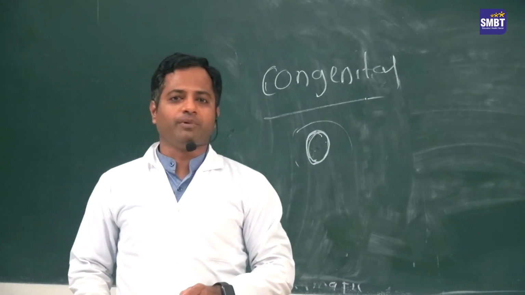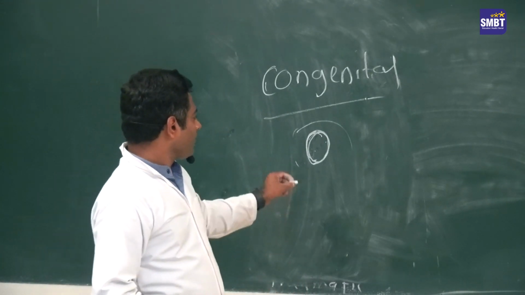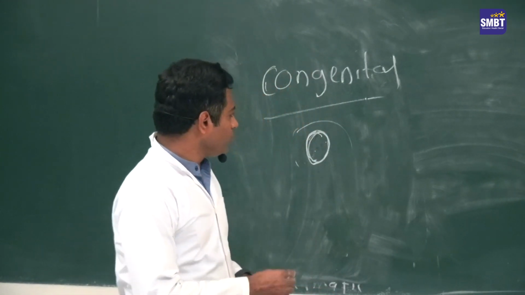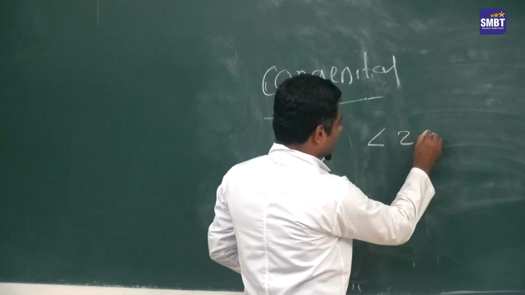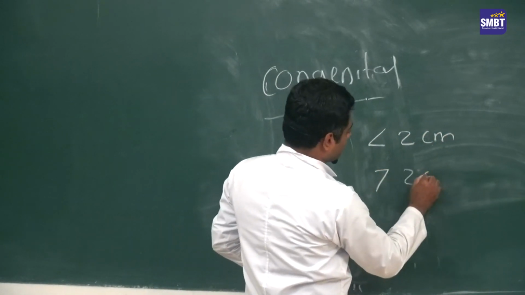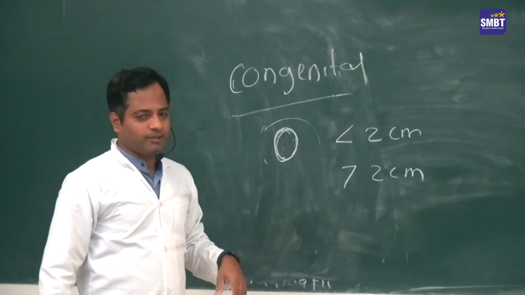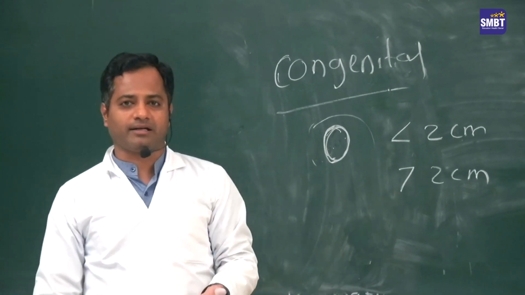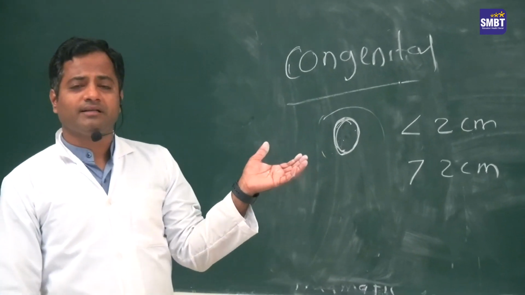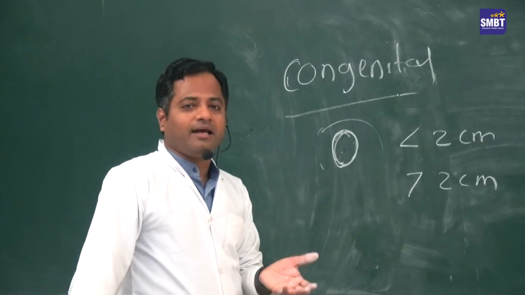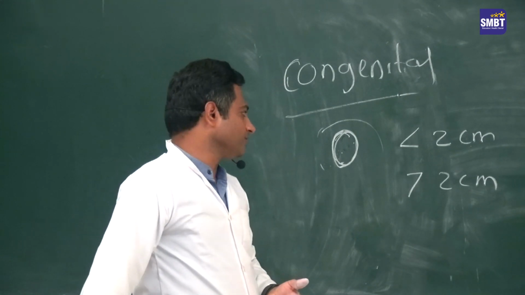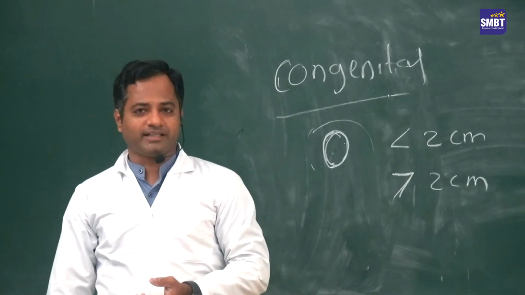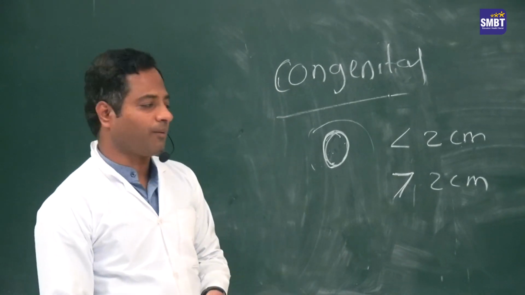So what is the treatment for umbilical hernia in childhood? Suppose the patient is asymptomatic and it's a very small defect, then no need to do treatment. So less than 2 centimeter and more than 2 centimeter. Less than 2 centimeter, there are chances of spontaneous regression as the child's age progresses. But if the size is more than 2 centimeter, then there are fewer chances of regression.